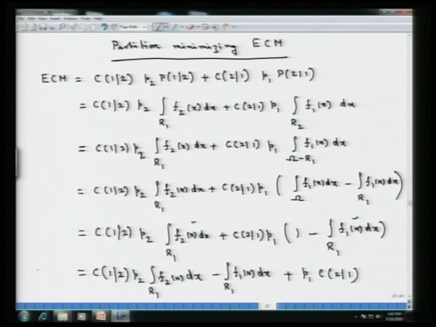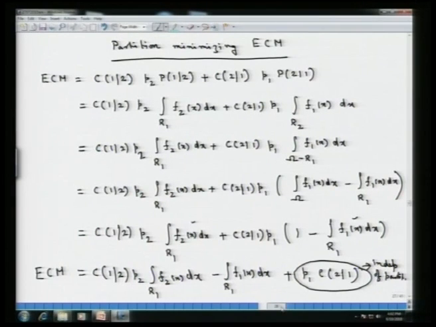What is to be noted in this expression for the expected cost of misclassification is that this is a term which is independent of the partition. So, this is a term independent of the partition, and hence for the optimum partition, R1 opt, R2 opt, that is what we are looking at, it is not going to play any role when we are trying to minimize the expected cost of misclassification with respect to the partition, that is with respect to R1 and its complementary region in the sample space.